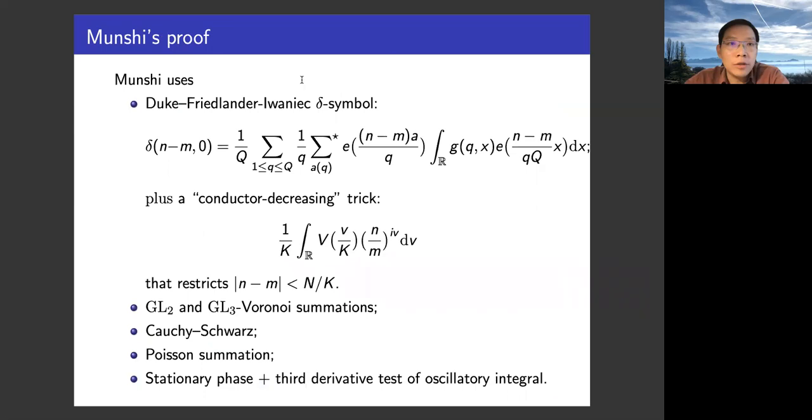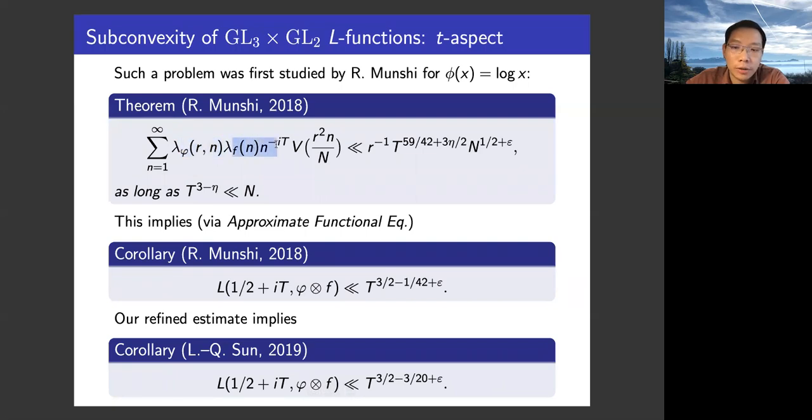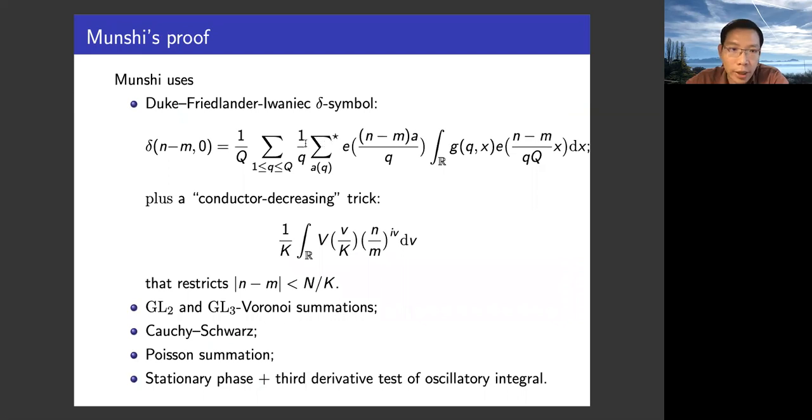Yongxiao proceeds by using the Duke-Friedlander-Iwaniec delta symbol method to separate the oscillation of the GL3 coefficient from the GL2 coefficient, together with the conductor lowering trick. So here this integral has the effect of restricting the distance between n and m to be less than n over some parameter k. And later, he has a summation involving the GL2 coefficient and GL3 coefficient, for which he used the Voronoi summation formula to dualize them. And then he applied Cauchy-Schwarz and Poisson summation, encountering some oscillatory integral, and then he used stationary phase together with the third derivative test.